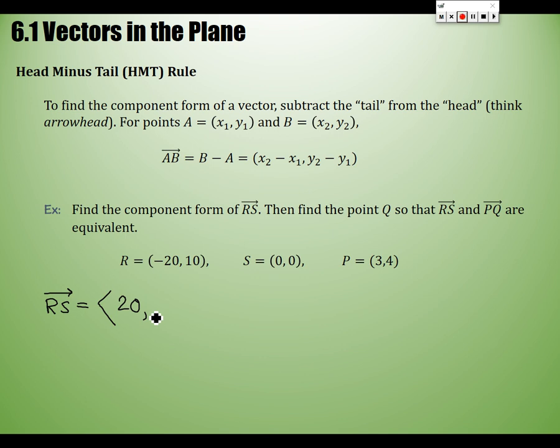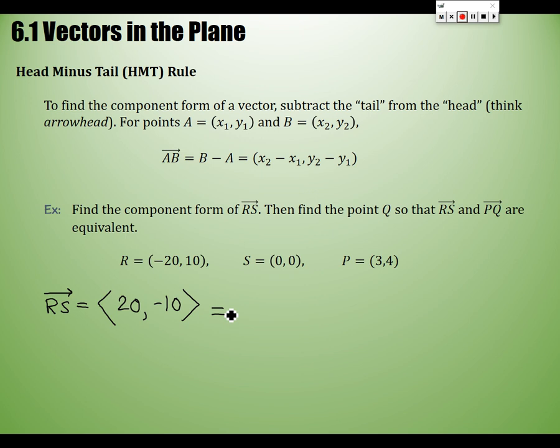So what do we have? Yeah, so we're doing S minus R here. Hopefully that's okay. It's a little weird. Let me picture that in my head here. So RS is the vector from negative 20, 10 up to 0, 0. So it points like that. If you were to translate it to the origin, you might call it this, but regardless of where it is, you'd call it this. So apparently, we're saying that these are equal.